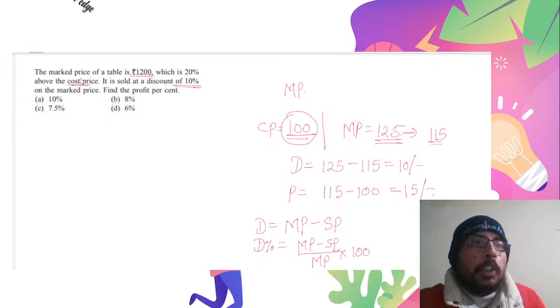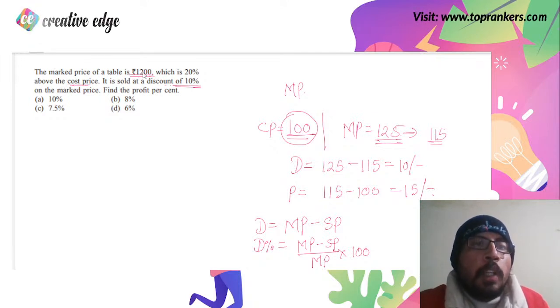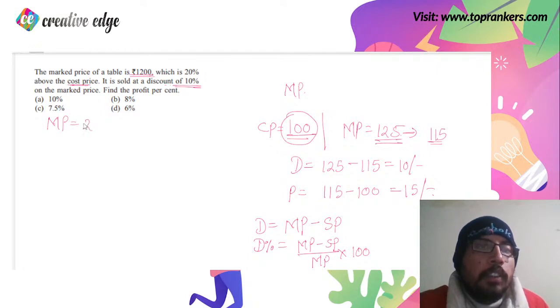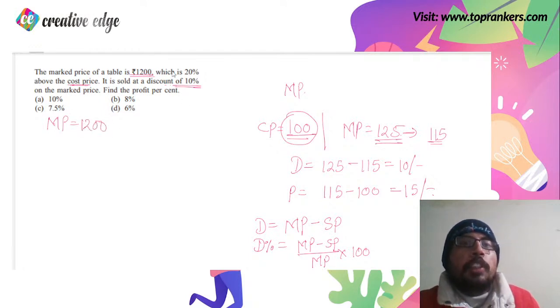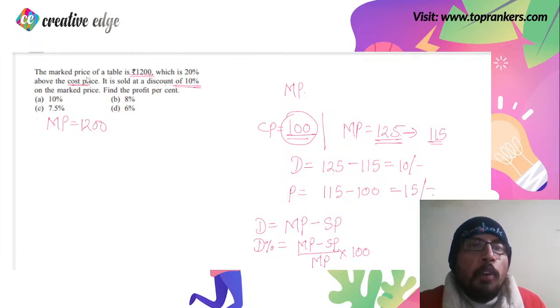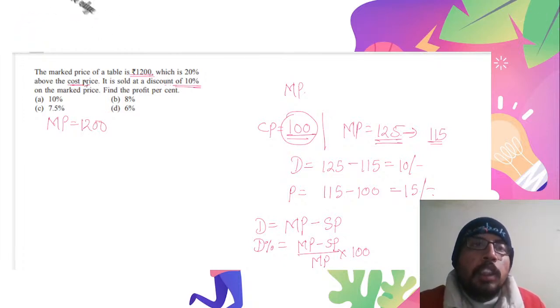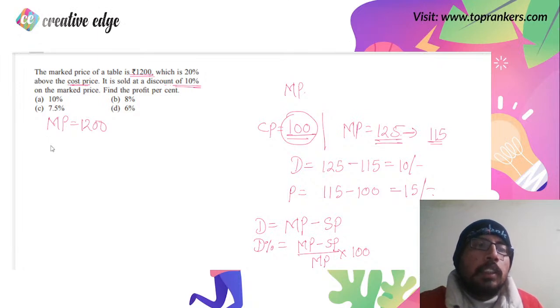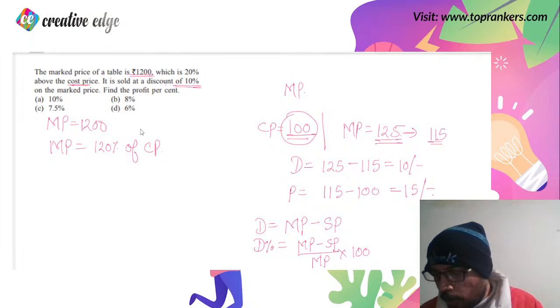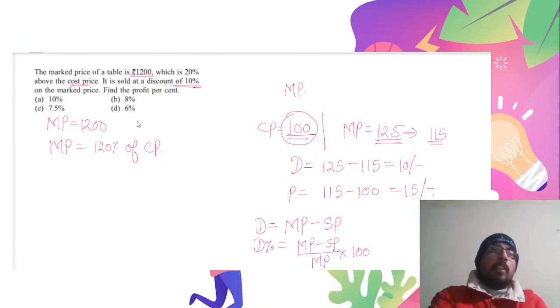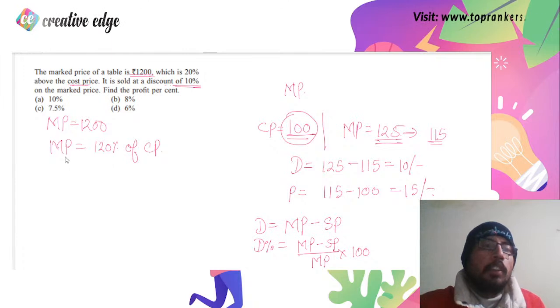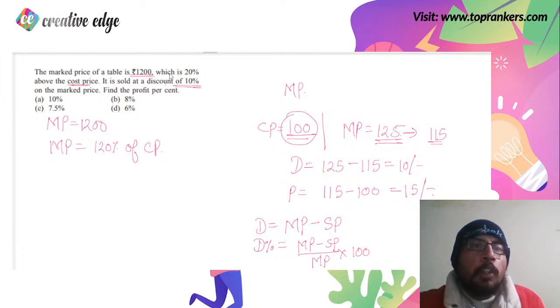Now we have been given a question: the mark price of a table is 1200. So your mark price is 1200. Along with this, it is 20% above the cost price. 20% above the cost price means that your mark price is basically 120% of cost price. This is what you have been told, right? So mark price is 120% of cost price. This is what your first statement reads.